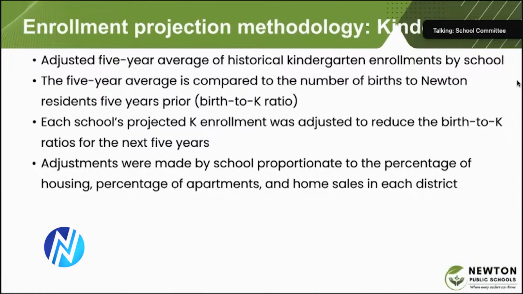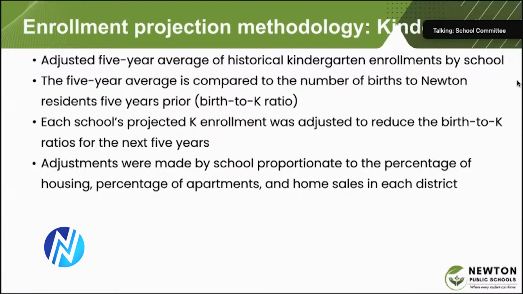So shifting now to looking at the projections for the next 5 years, we have 2 different ways that we do the enrollment projections: one for kindergarten projections, and then a separate methodology for grades 1 through 12. So I'll talk about kindergarten first. The way that we did the kindergarten projections this year is we calculated an adjusted 5-year average of historical kindergarten enrollments by school. So we looked at the past 5 years of resident enrollment for each school, calculated an average, and then made some adjustments, which I'll talk about in a second.